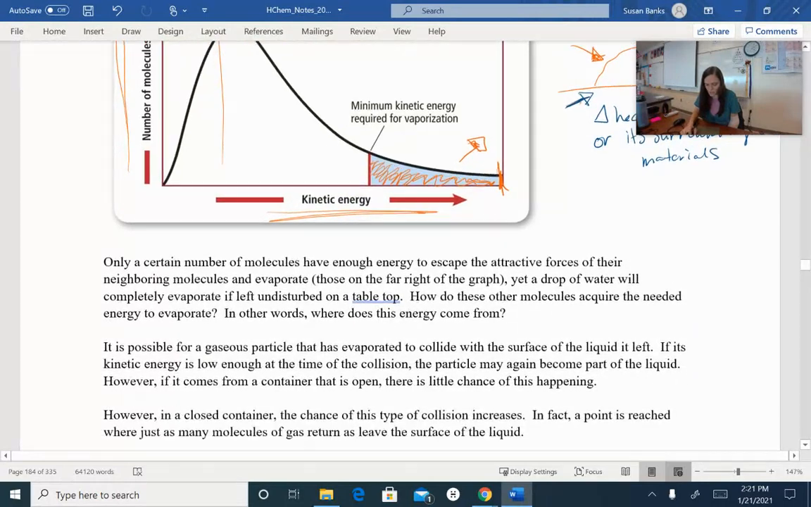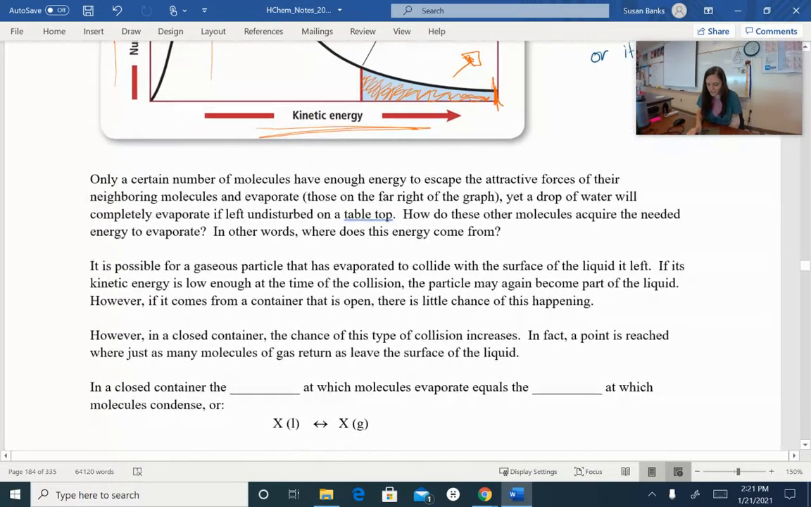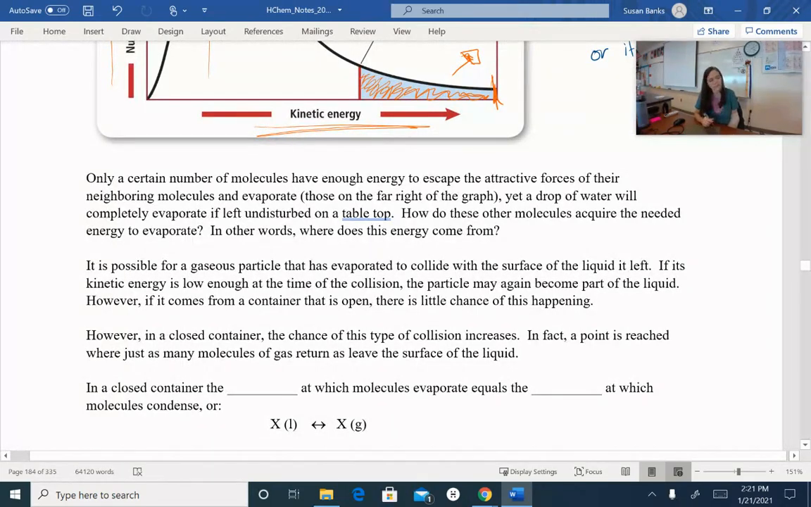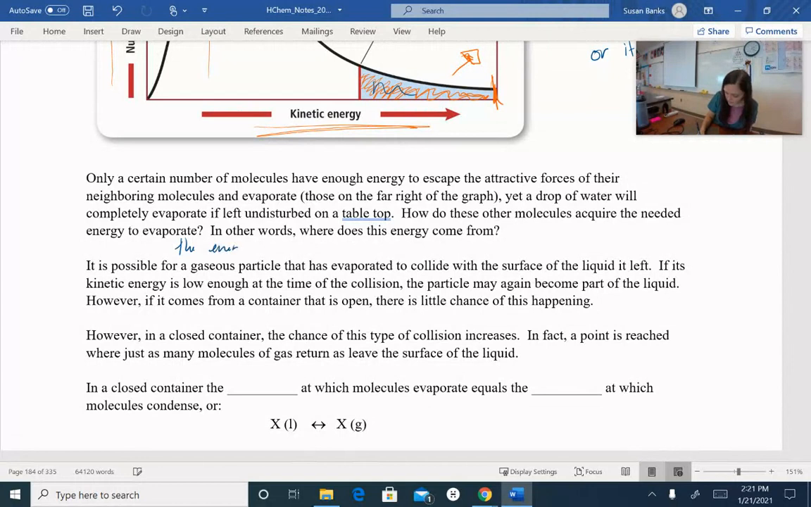Okay? So only a certain number of molecules have enough energy to escape these attractive forces of their neighbors, these intermolecular forces, and evaporate. These right on the far side of the graph. Yet a drop of water will completely evaporate if left undisturbed on a tabletop or a countertop. How do these other molecules acquire enough energy to evaporate? Where does this energy come from? We already talked about this. It comes from the surrounding materials.